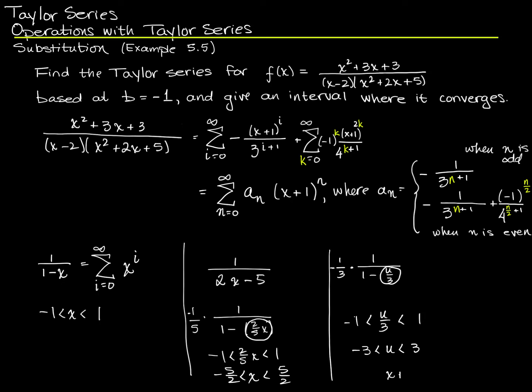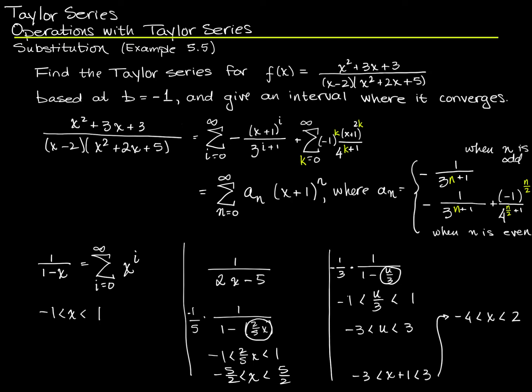Since u was x plus 1, we now have this, which means subtracting 1 from both sides. We get -4 is less than x is less than 2. So x has to be between -4 and 2. But then that is only for the first part of the series, this first term here, right? So I also need to figure out what the restrictions are, what the interval of convergence is for this term.